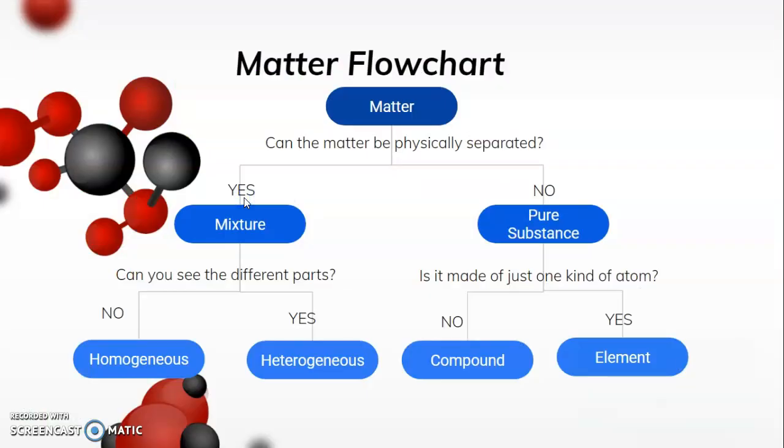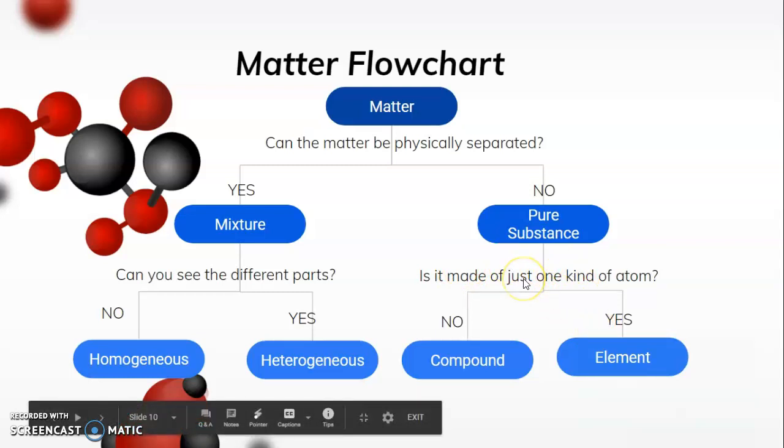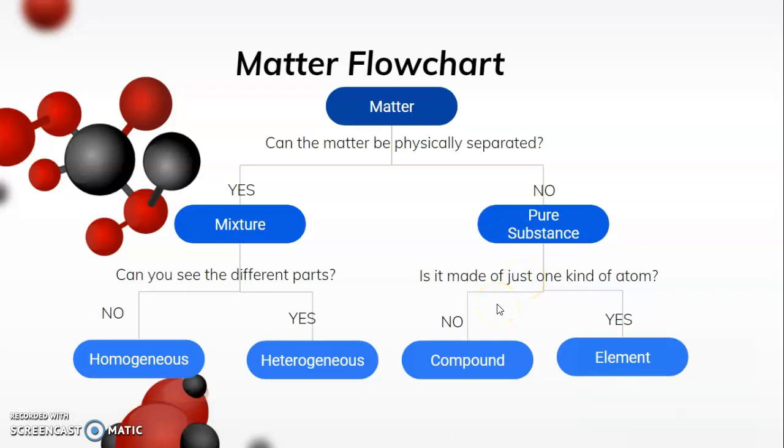So a really easy way to look at all of this, kind of from a farther back angle, is our matter flow chart. We start with our matter and we ask ourselves, can the matter be physically separated? So remember, it's that physical thing, right? It's not chemical. If they're chemically together, they're bonded together, and we ask ourselves, can the matter be physically separated? We'd say no, because there's that chemical bond, that strong bond. So we would know it's a pure substance. From there, we can say, is it made of just one kind of atom? If that's a yes, it's an element. If it's a multiple element compound, remember with our formula, it's a compound.